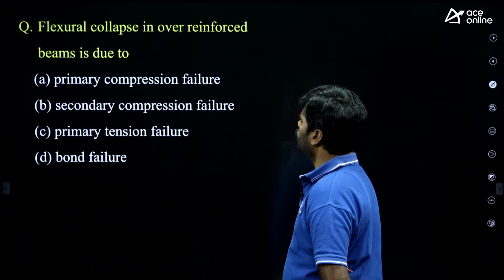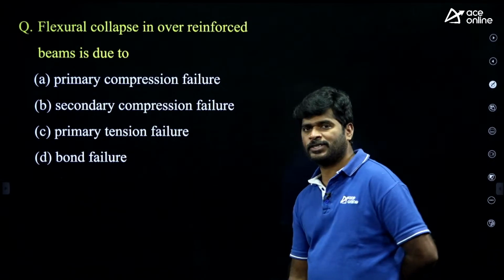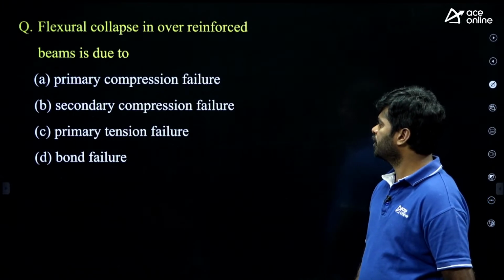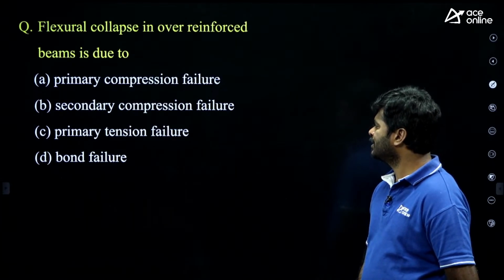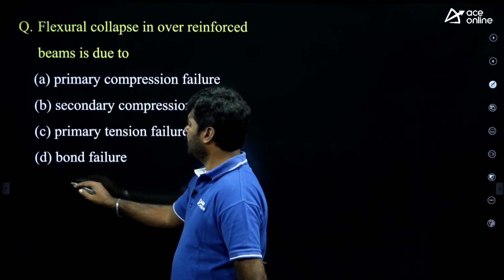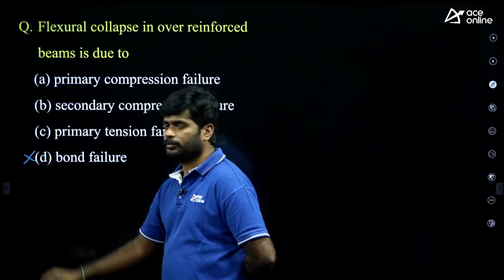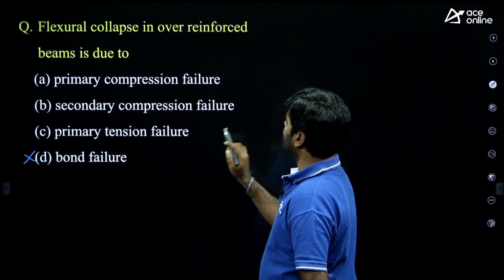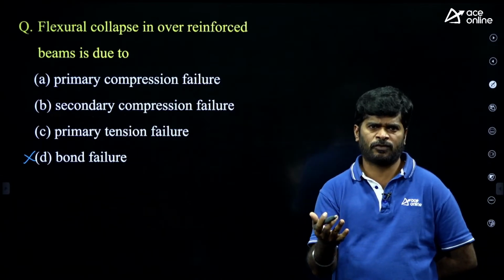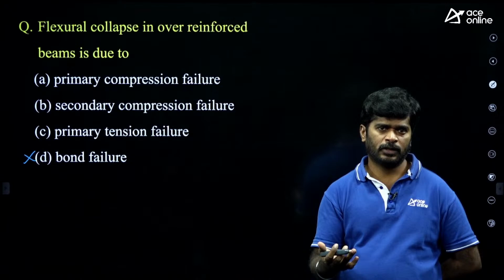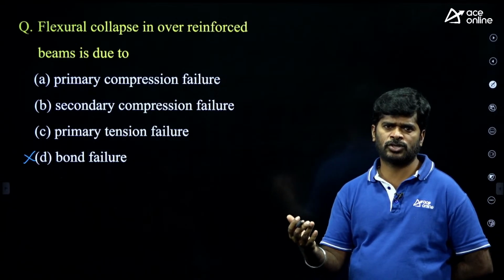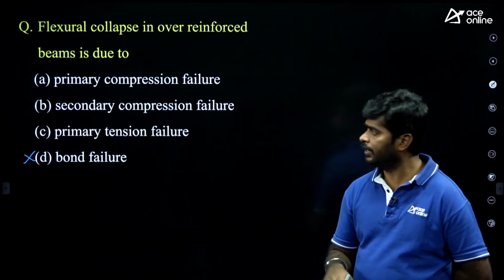Flexural collapse in over-reinforced beams is due to. Options given: A, primary compression failure, B, secondary compression failure, C, primary tension failure, D, bond failure. It is not at all related to this question. Flexural collapse means it is one kind of failure under bending moment. Different modes of failure we have seen in class. Under bending moment, we have balanced section, under reinforced section as well as over reinforced section.